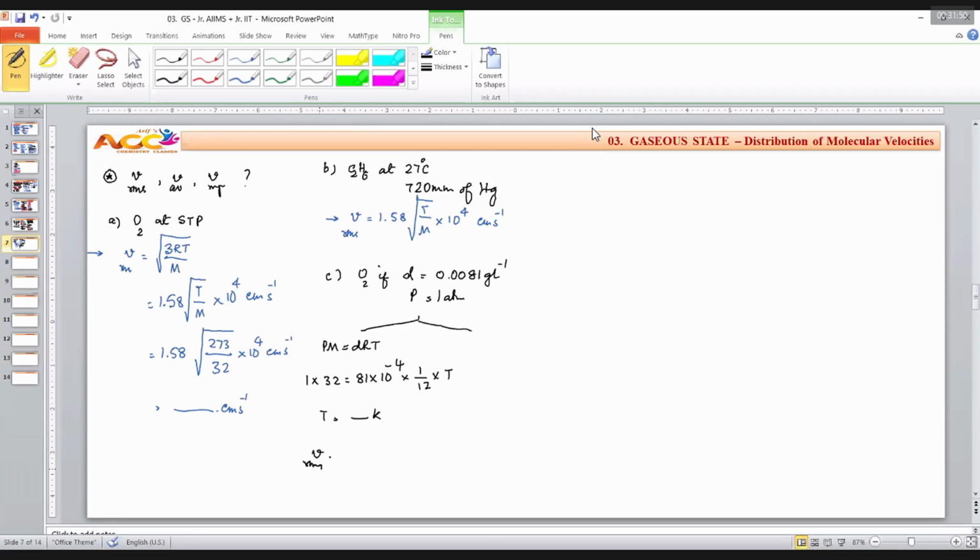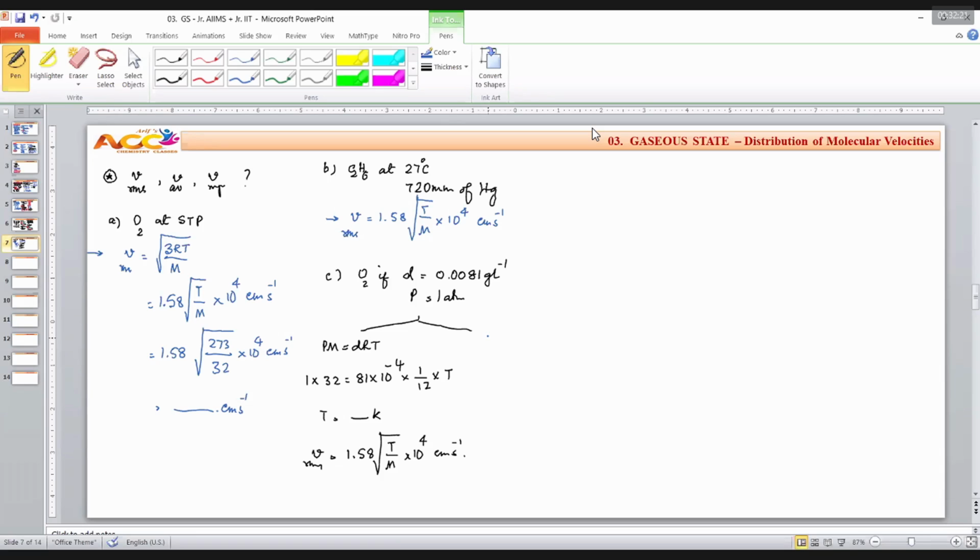Vrms is equal to 1.58 under root T by M into 10 power 4 centimeter per second. Roll number 2 says, no sir, I want to enjoy some different method. No problem. In physical chemistry, no one should say this is the only method of doing a problem. Everyone has their own enjoyment. Only thing is, you should be very strong in concepts. Remaining things are in our control.